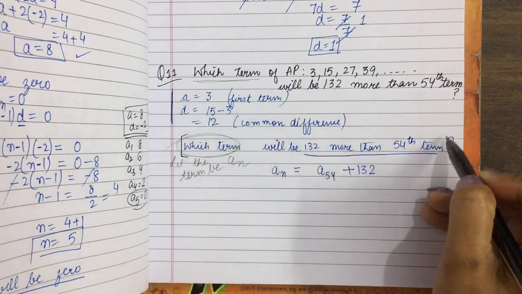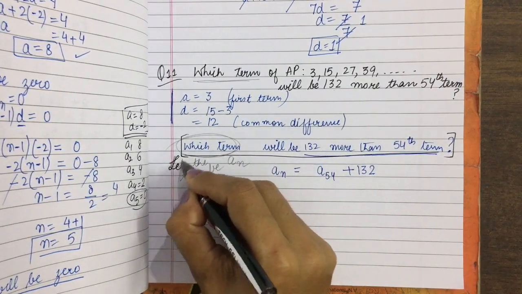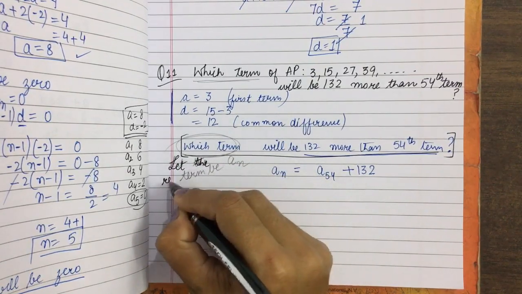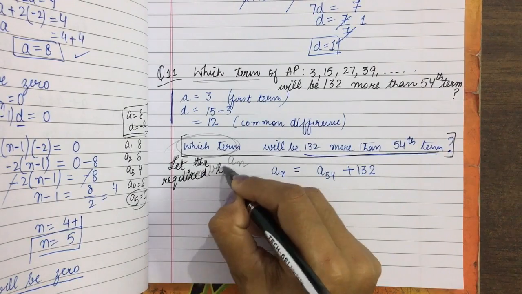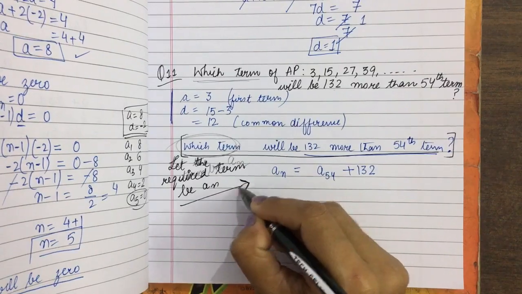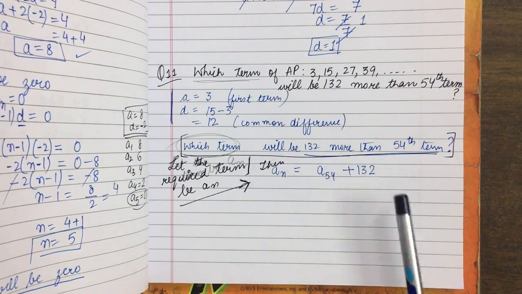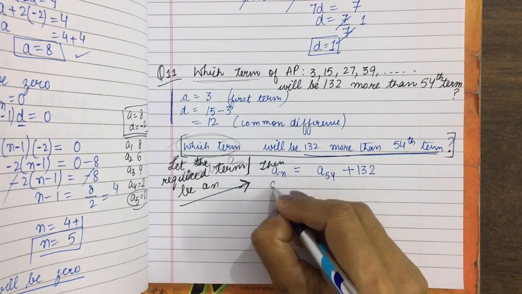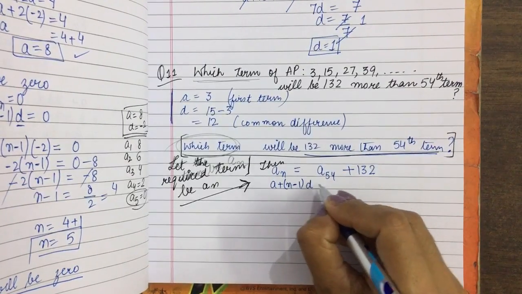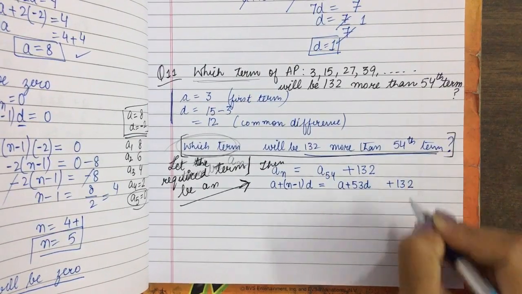This is what you will have. And you don't need to write this. This is only for you to understand. You will be writing this: let the required term be AN. And after this you will write down AN equals A54 plus 132. Now the only thing you want to do is simplify this and find out N. So AN is given by A plus N minus 1 times D. A54 will be A plus 53D, plus 132.